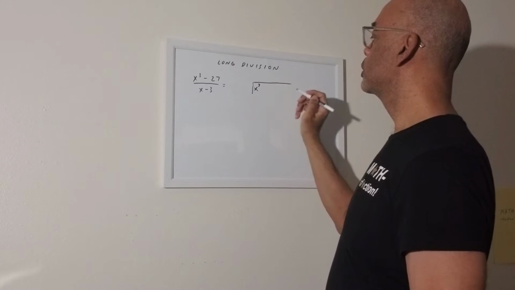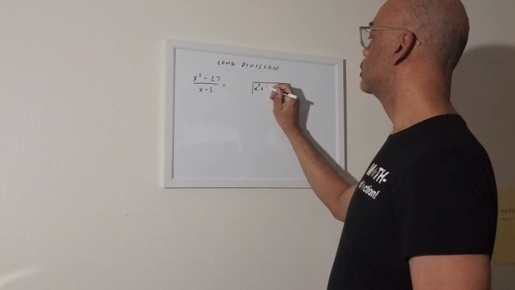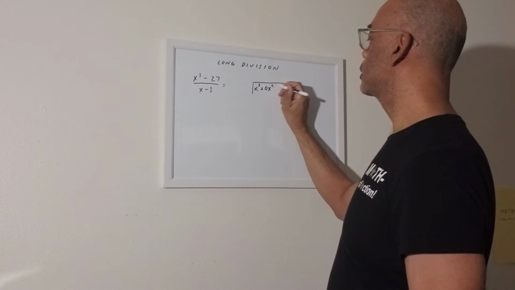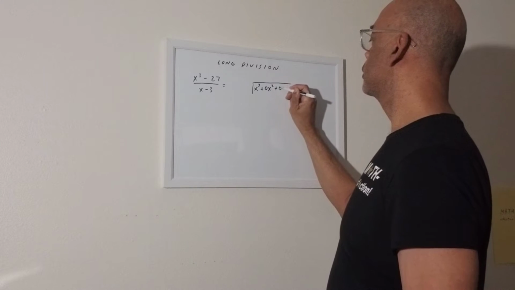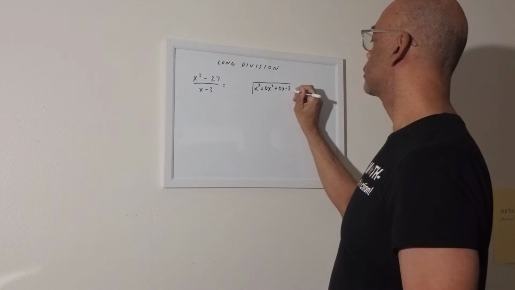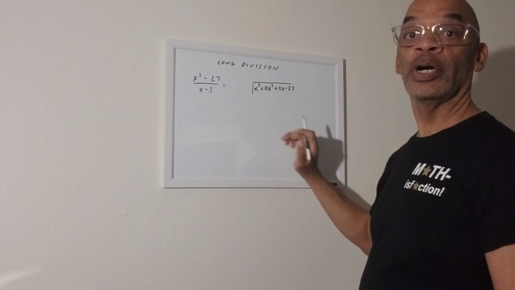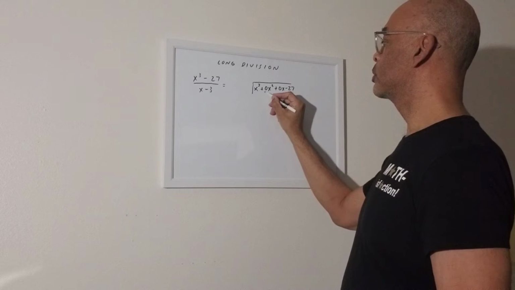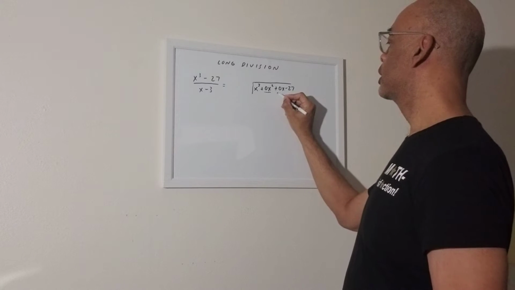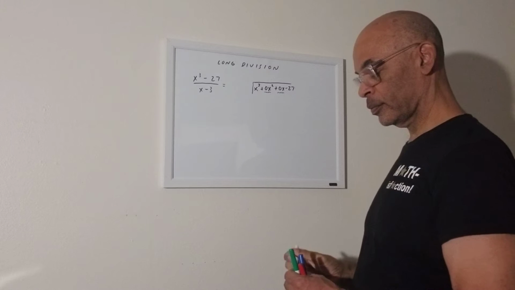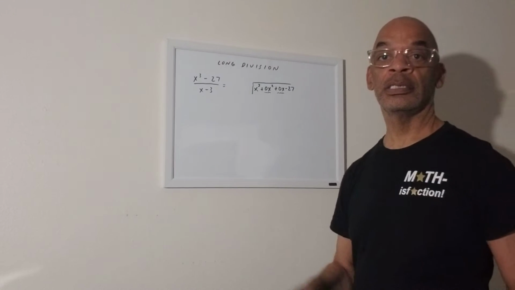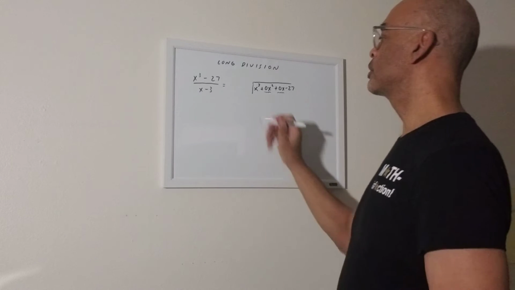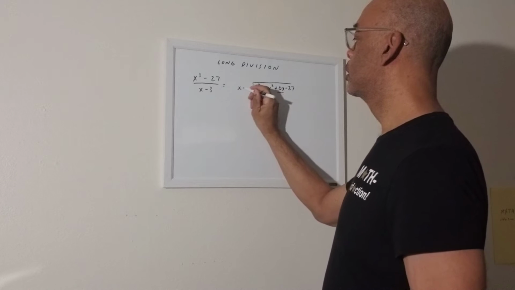x to the third plus 0x squared plus 0x minus 27. You want every place to be accounted for. We have the placeholders 0x squared and 0x. Next, the divisor will go on the outside, x minus 3.